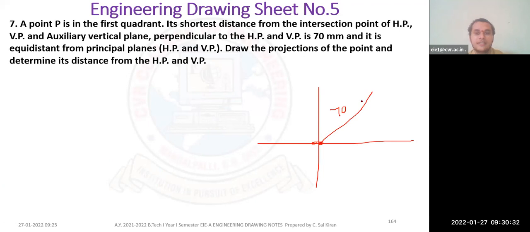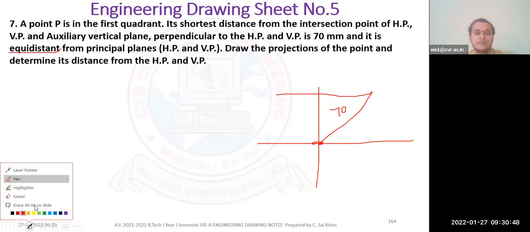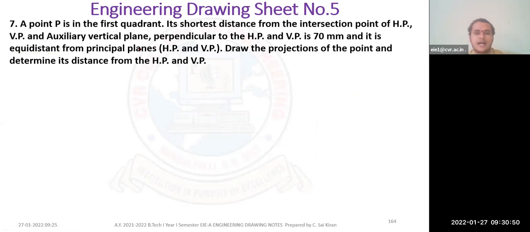Shortest distance it is 70 mm, and it is equidistance. Equidistance is nothing but equal distance. Okay, so this is equal distance. Whatever may be this distance, this is the same distance. Equidistance they are saying. Planes, and draw the projection of the point and determine its distance from HP and VP. So this was the question asked in the essay question. Essay question A bit and B bit, they once asked this question in the mid-1 exam.